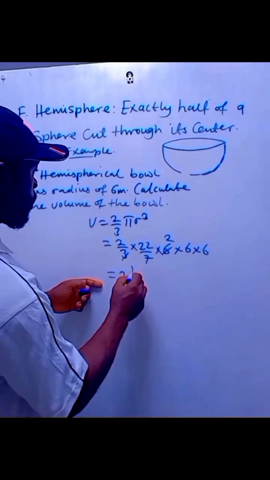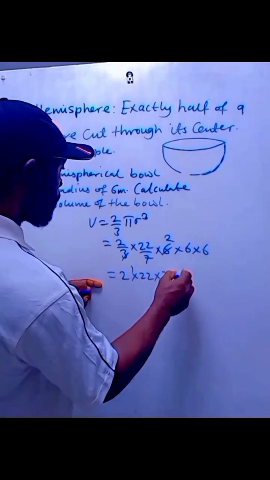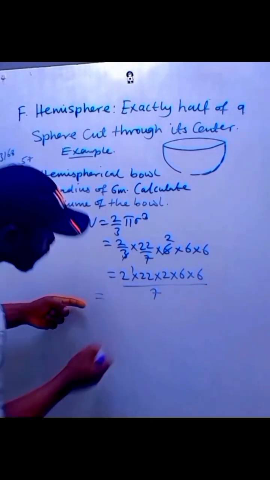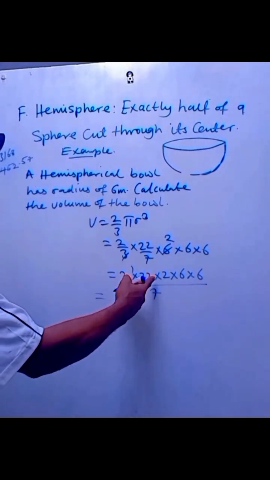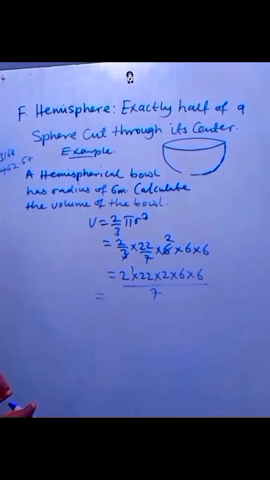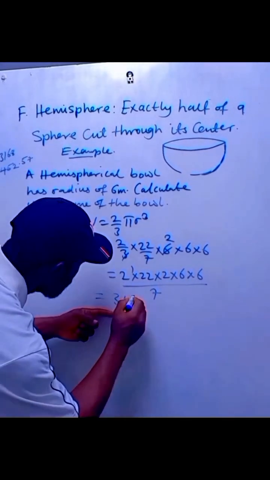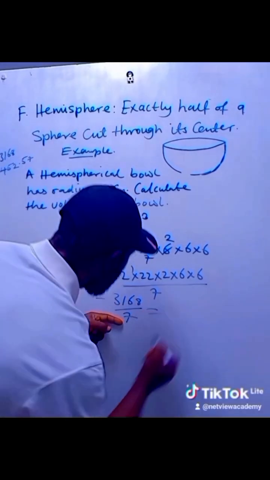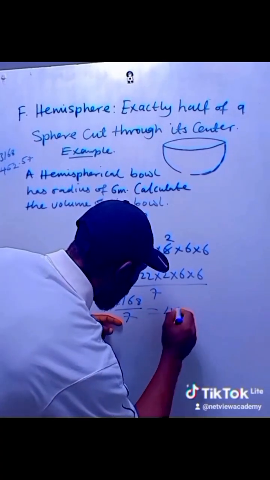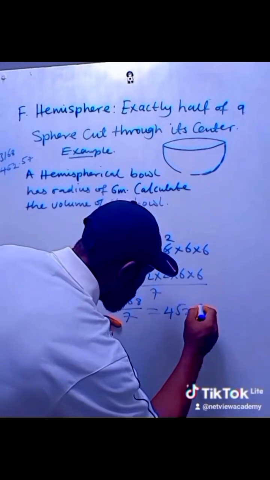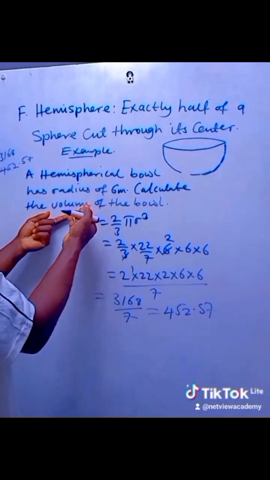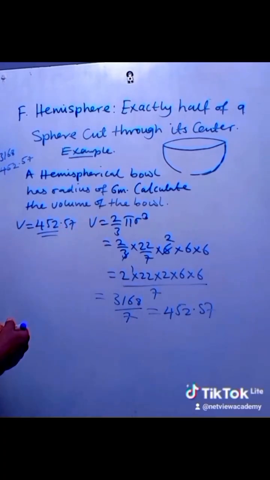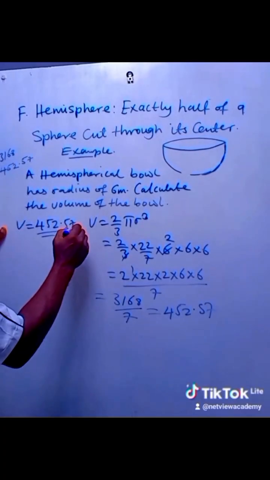Therefore, the value is 2 multiplied by 22 multiplied by 2 multiplied by 6 multiplied by 6 all over 7, which is equal to 3,168 all over 7, which is the same thing as 452.57. We are calculating for the volume of the bowl. The volume of the bowl is 452.57 cubic meters.